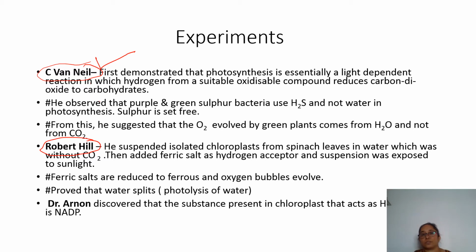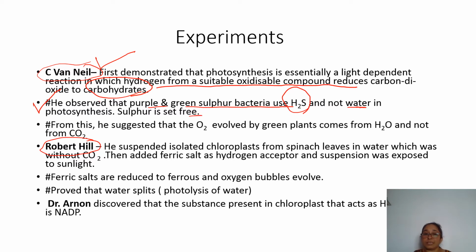Fine. So photosynthesis is essentially a light dependent reaction in which hydrogen from a suitable oxidizable compound reduces the carbon dioxide to carbohydrate, because what is the end product of photosynthesis? Carbohydrate, isn't it? And he observed that purple and green sulfur bacteria use hydrogen sulfide and not water in the photosynthesis process, and at that time sulfur is set free.